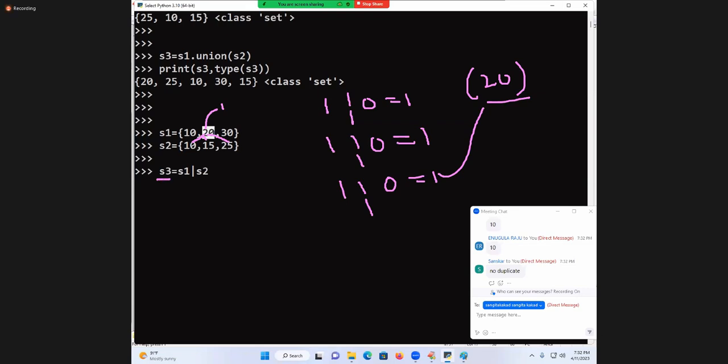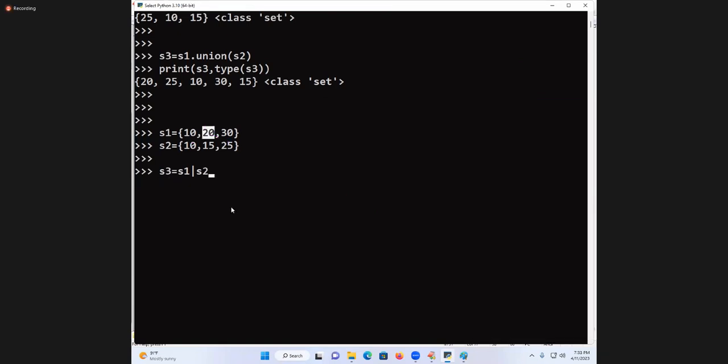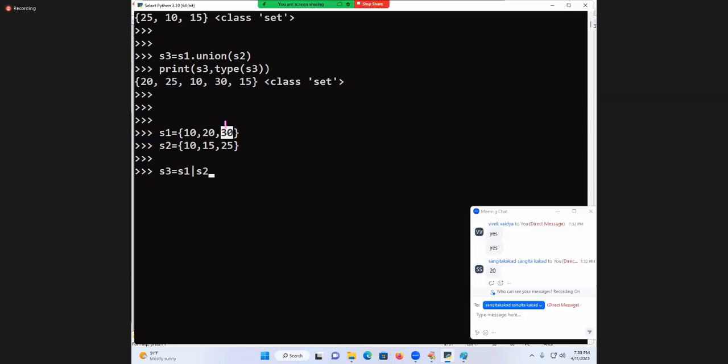Already S3 was containing 10. Now what is added? 20 is also added. Next, coming to 30. 30 is marked for selection. What is that? 1. Compared with what? 1 or 0?